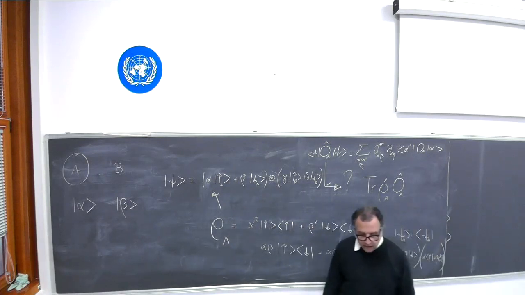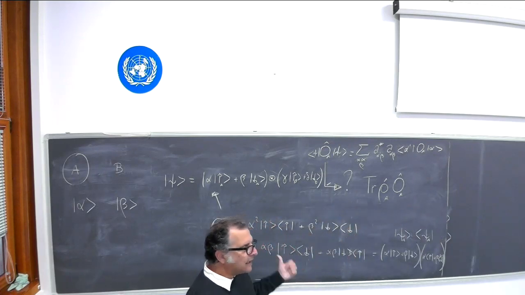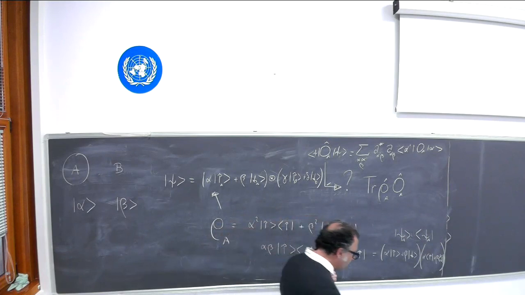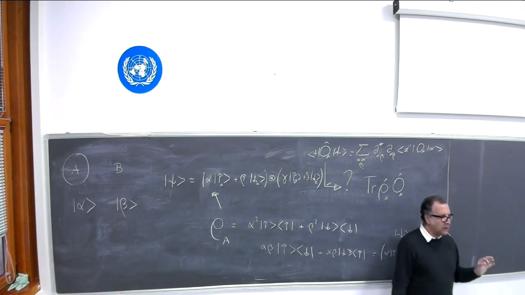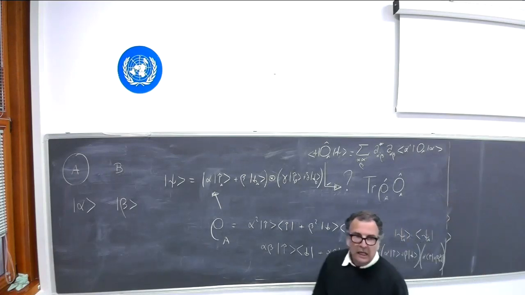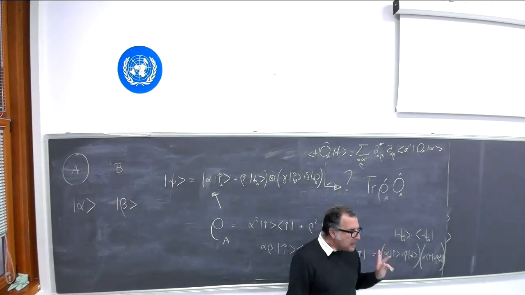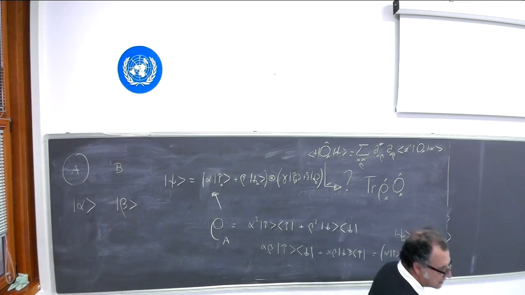Now, in the example I gave you before, with up plus down, the reduced density matrix was mixed. Actually, in that example, it was completely mixed. It was proportional to the identity. Here, we are on the opposite side. The reduced density matrix is pure.